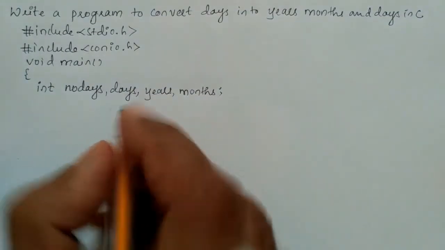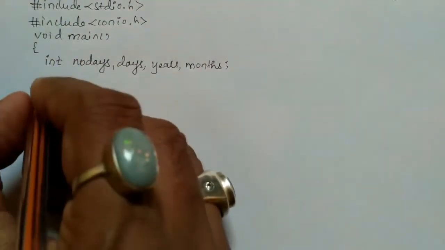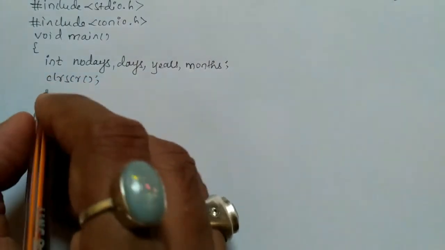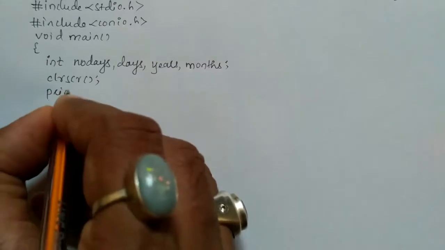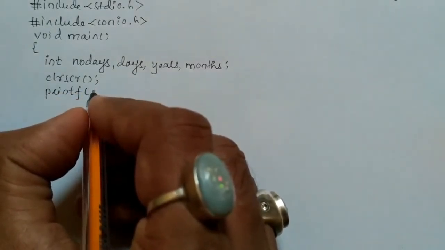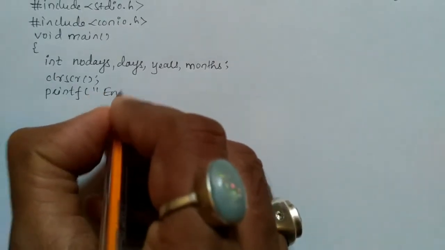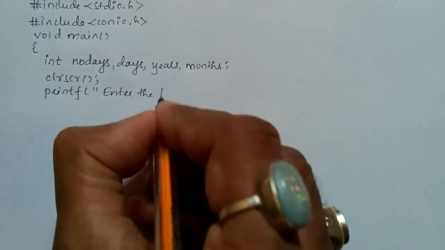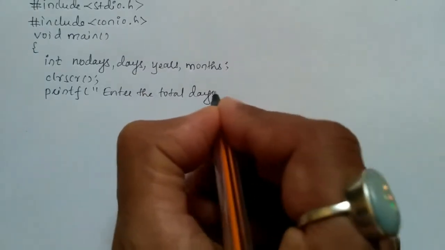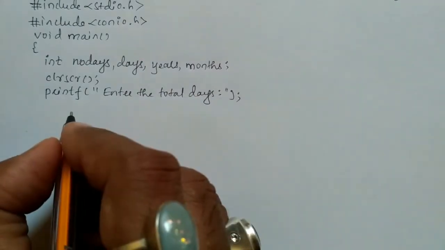Now I'm going to write the clrscr function, which is used to clear the screen. Now I'm going to ask the user to enter the total number of days. So using printf function, in a double quotation mark I'm going to write "enter the total days", end the double quotation mark, close the bracket and put semicolon.